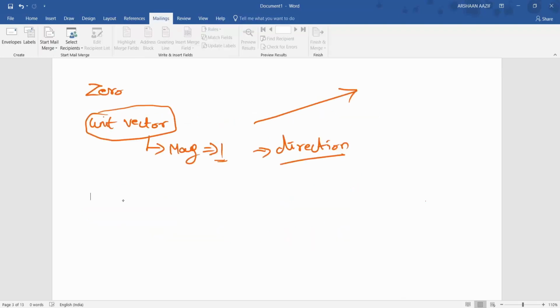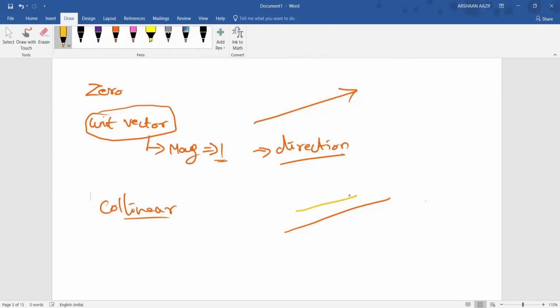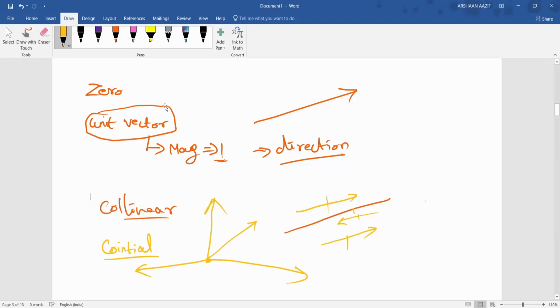The next one is a collinear vector. A collinear vector is a vector which acts parallel to the same line. For example, if I have a straight line like this, with one vector here, another vector here, and another vector here, they are acting parallel to the same line, or these three have the same line of action, then they are called collinear vectors. Co-initial vectors: from the name itself, they originate from the same point. They will travel in different directions, but they will originate from the same point. So these are co-initial vectors.